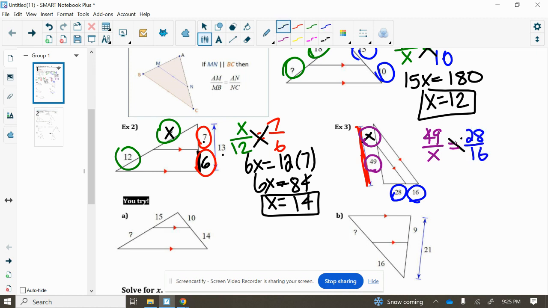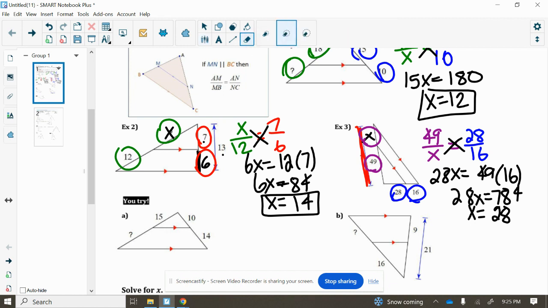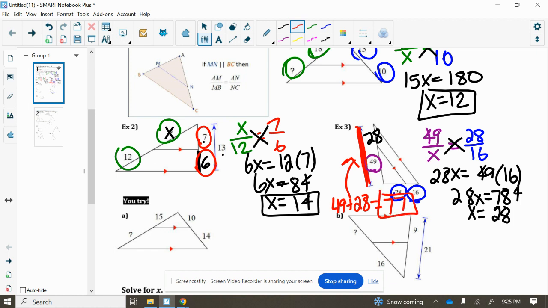Cross multiply and solve, we end up with 28 times x equals 49 times 16, which is 784. Divide by the 28, x is also 28. Now again, x, we said, is this piece right here, right? And we want, however, as our final answer, the question mark, that full side of the triangle. So what we can do is add the two segments, 49 plus 28, for a total of 77 units on that one.